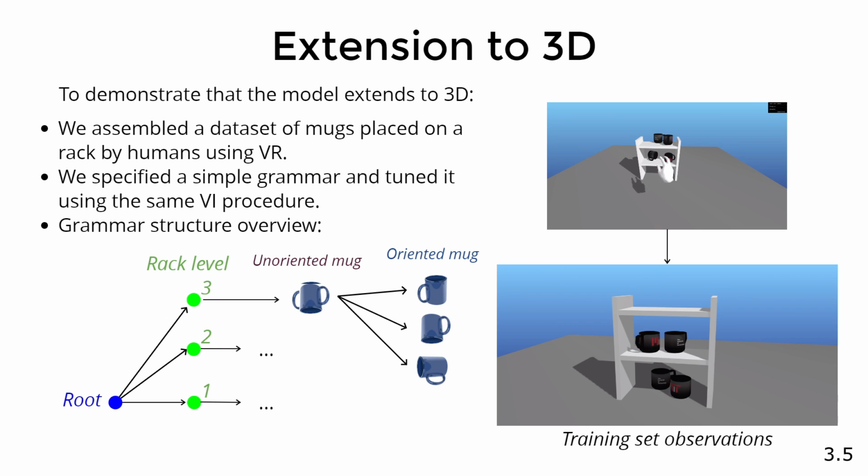We tried this on a 3D example too. We used the placement of mugs onto a rack, using a small dataset of human-generated examples. And we put together another simple grammar that essentially described that mugs could appear on one of the three racks, and then in either upright, upside down, or random orientations. This was to capture the multimodality we expected in this data.